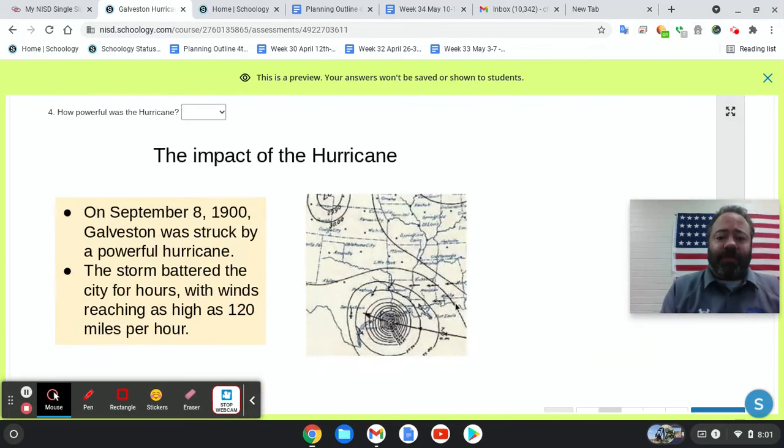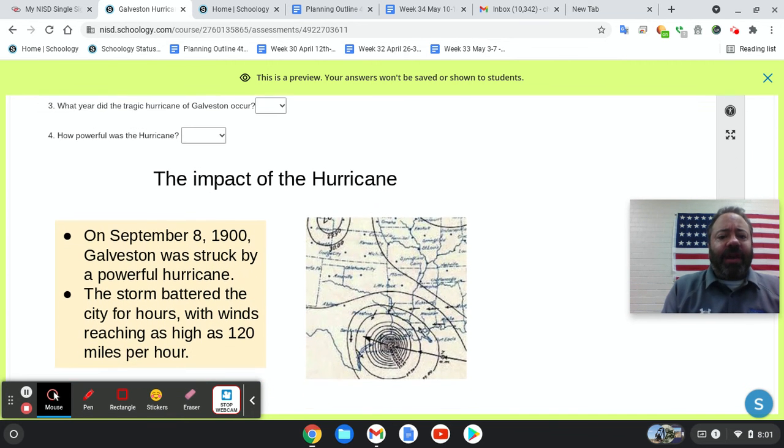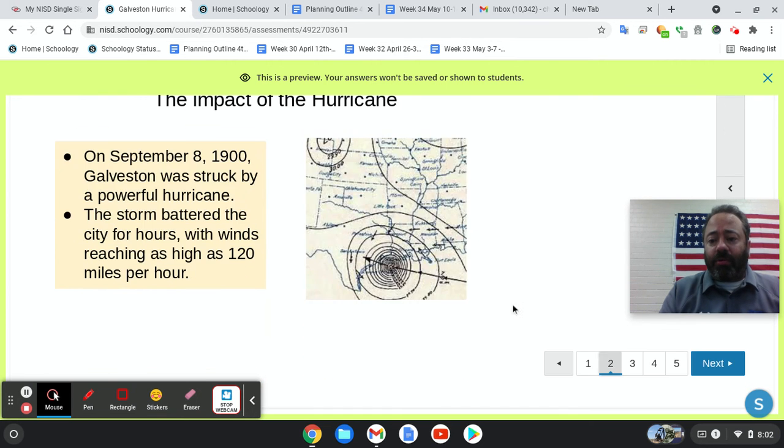Number two, you see the impact of the hurricane here. It hit right into this area. You can see Galveston up near Houston, Gulf of Mexico. On September 8th, 1900, Galveston was struck by a powerful hurricane. The storm battered the city for hours with winds reaching as high as 120 miles an hour.